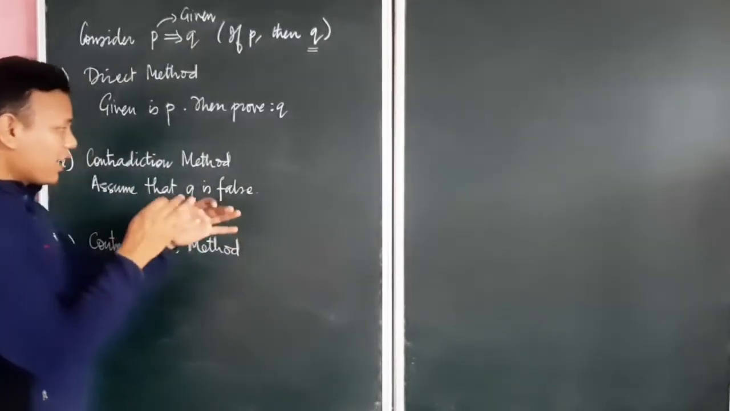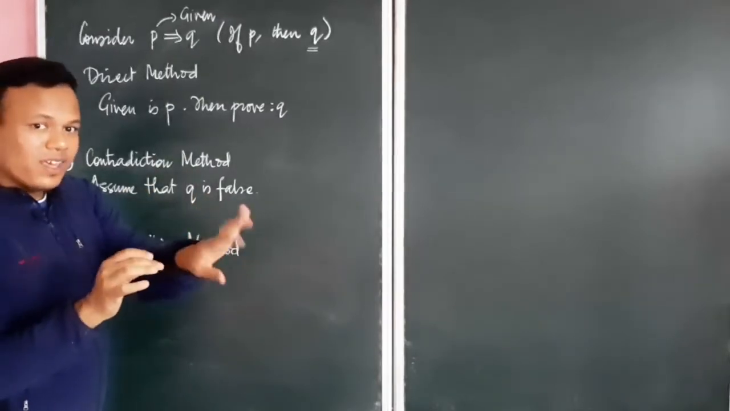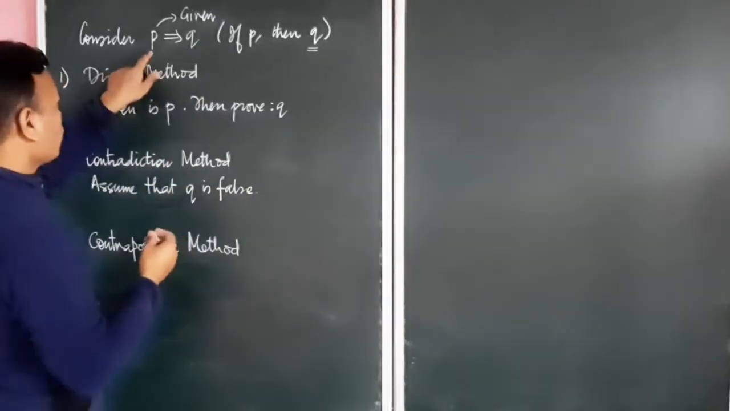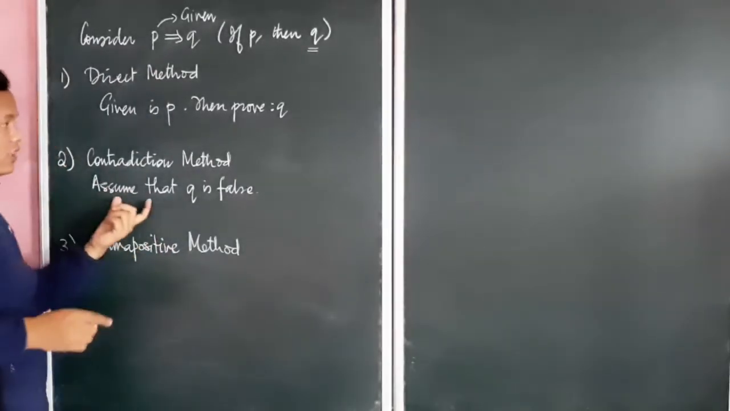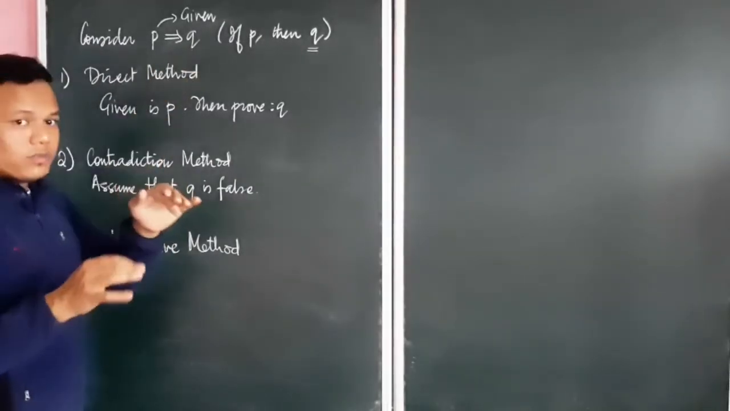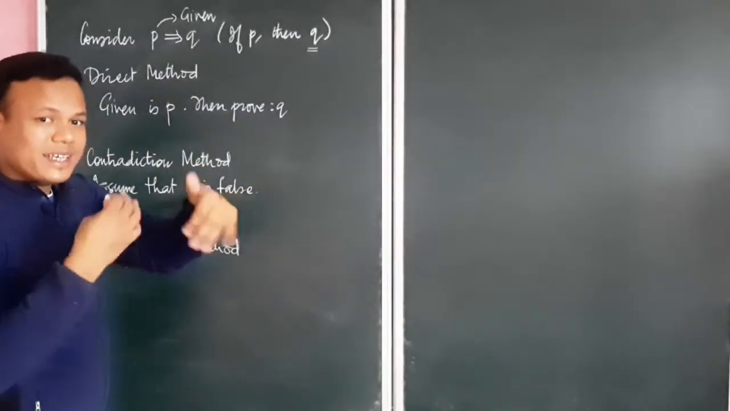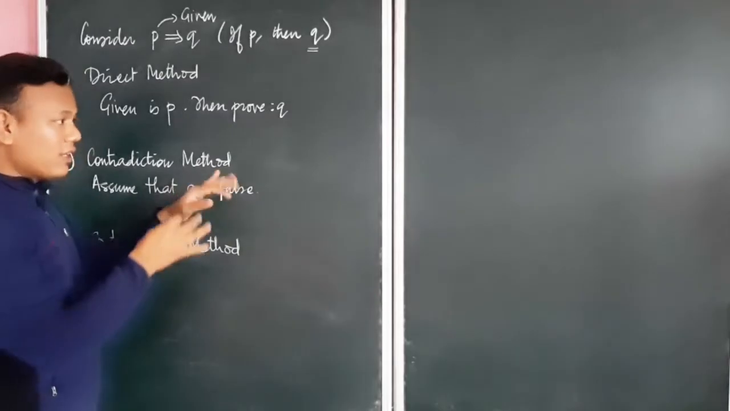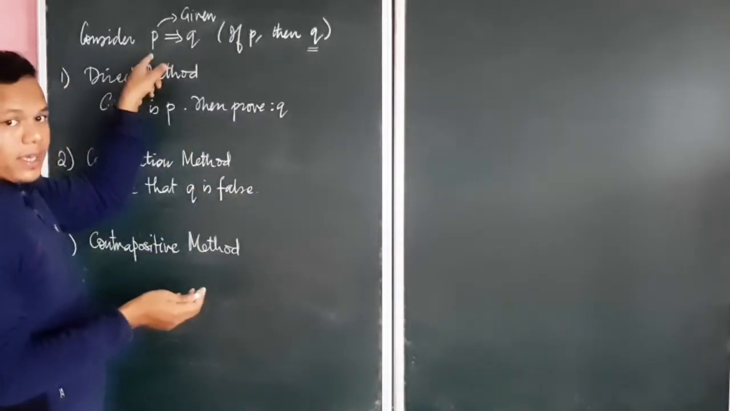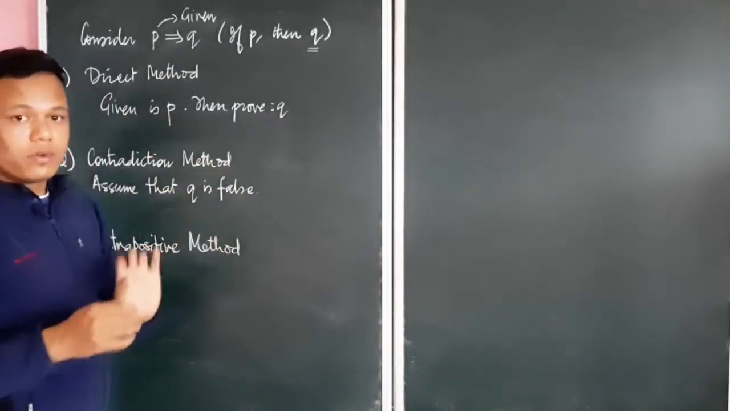Okay, and we'll arrive at that point where we'll show that Q is also false. Alright, so we'll assume that Q is false. Actually, we need to prove Q, but we'll take the opposite of Q. We'll assume that Q is false and we'll arrive at P. And we'll show that P is false.